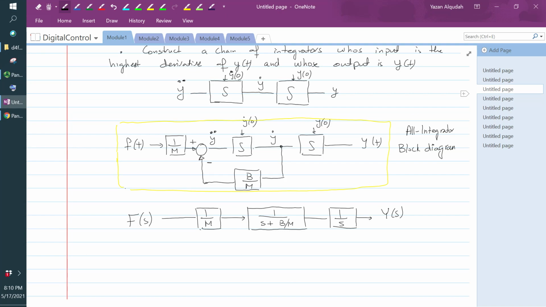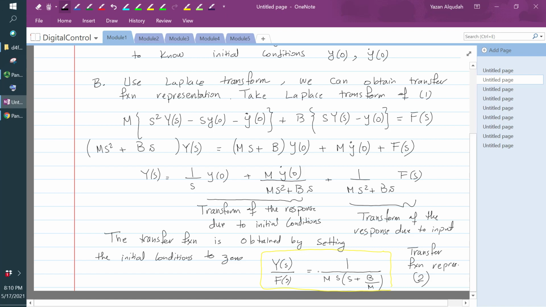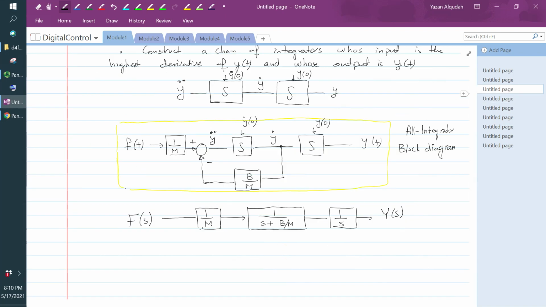So again, I can take this transfer function, Y of s is equal to F of s divided by m multiplied by s multiplied by s plus b over m. I can break this into 1 over m, 1 over s, 1 over s plus b over m. So again, this will give me this representation or this diagram. Now what I can also do, I can write this. This is equivalent to writing this like this, F of s, this is 1 over m.